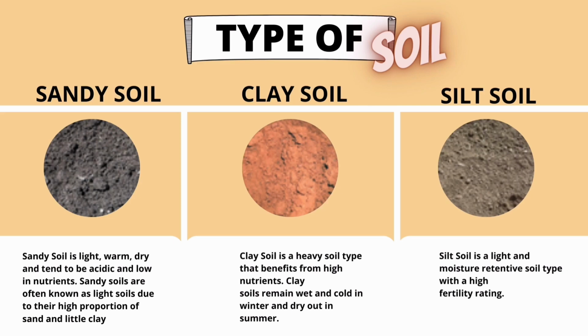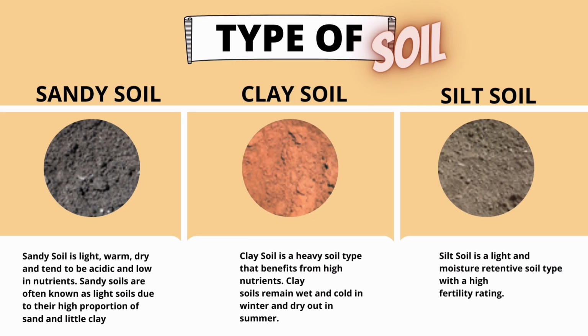Next is clay soil. Clay soil is a heavy soil type that benefits from high nutrients. Clay soil remains wet and cold in winter and dries out in summer. These soils are made of over 25% clay, and because of the space found between the clay particles, clay soil holds a high amount of water. Because the soil drains slowly and takes longer to warm up in spring, combined with drying out and cracking in summer, they can often test gardeners.